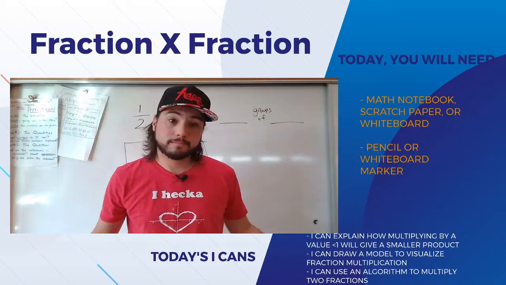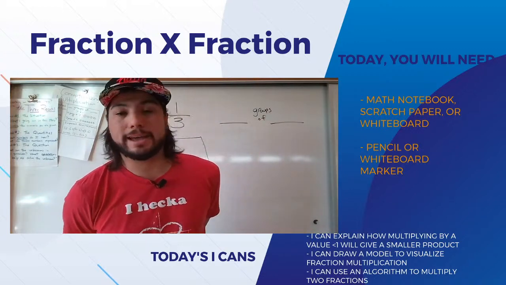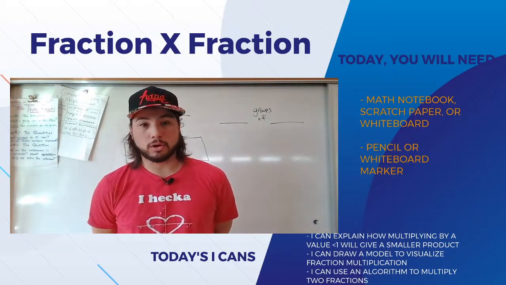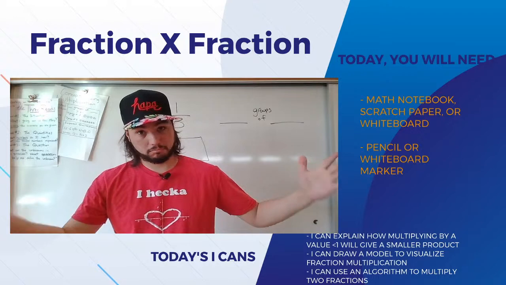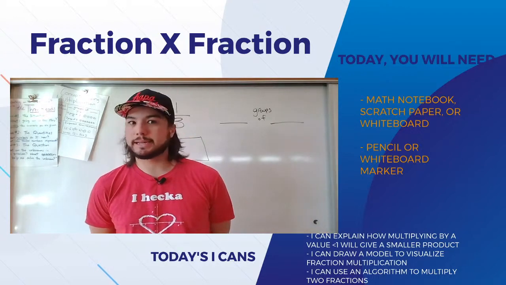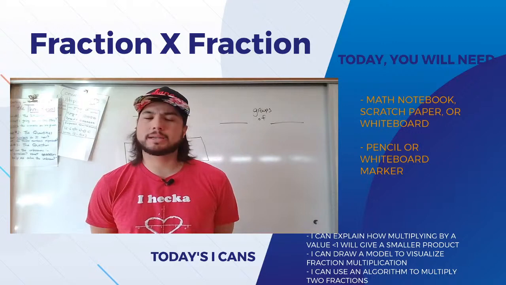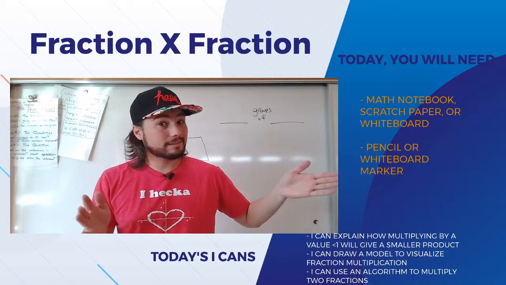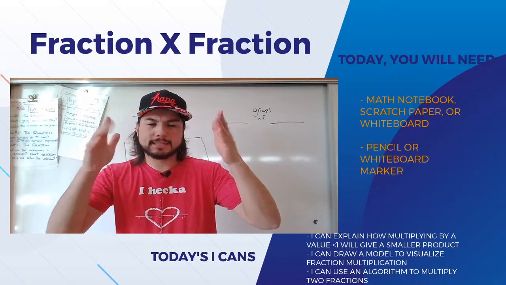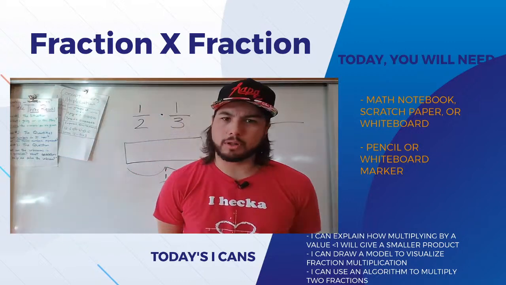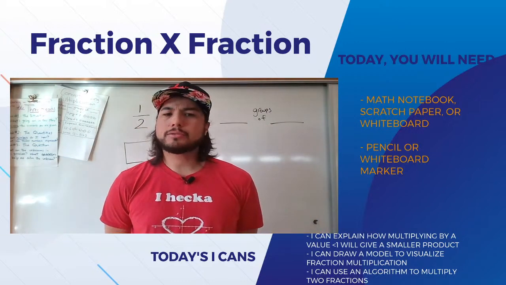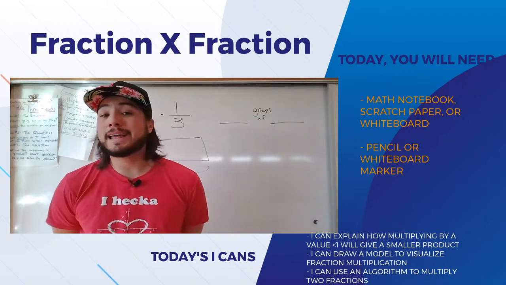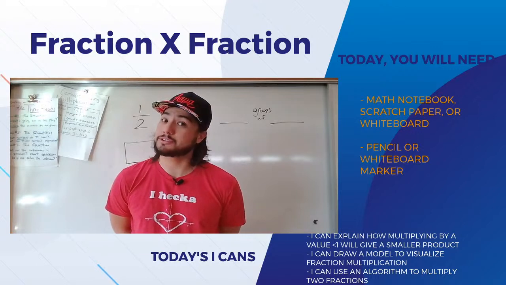There's what you'll need, the usuals. And then down here we've got 3 I cans. I'm going to read them for you. I can explain how multiplying by a value of less than 1 will give a smaller product, which we're multiplying by values less than 1 today because we're doing fraction times a fraction. No mixed numbers, no whole numbers today. Just fractions greater than 0, but less than 1. So we're only working in a small space on the number line today. I can draw a model to visualize fraction multiplication, and I can use an algorithm to multiply 2 fractions.